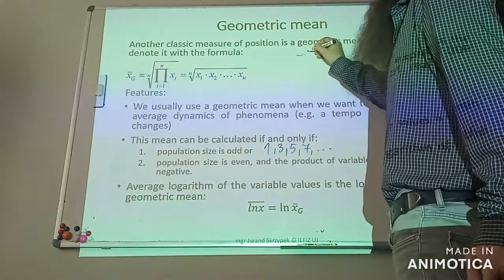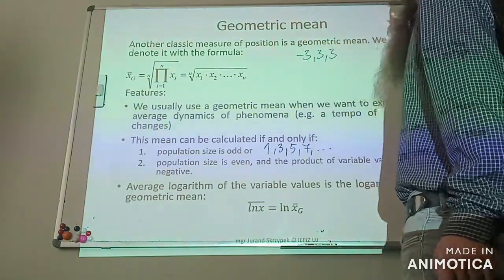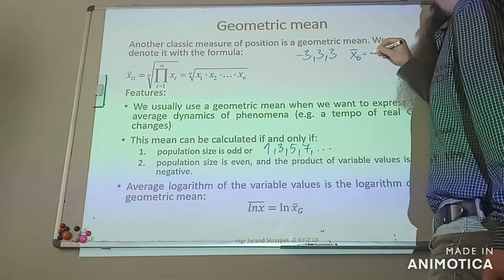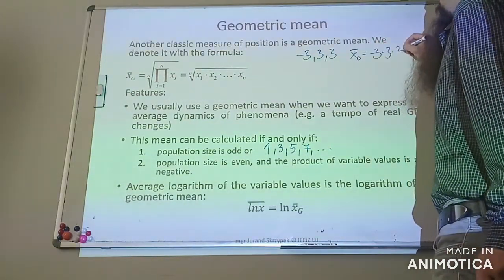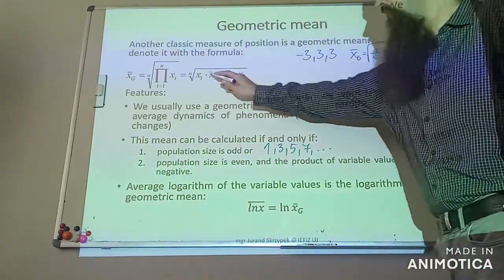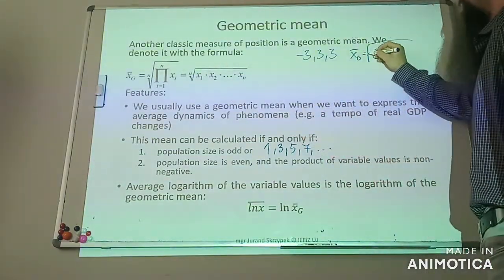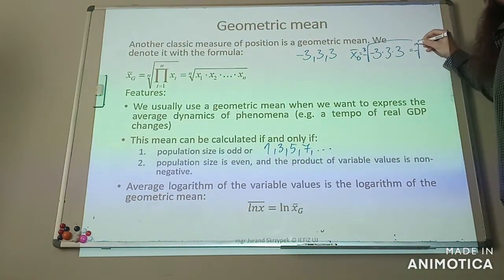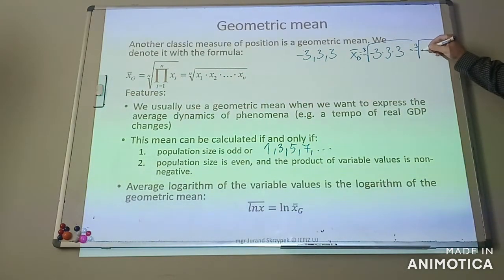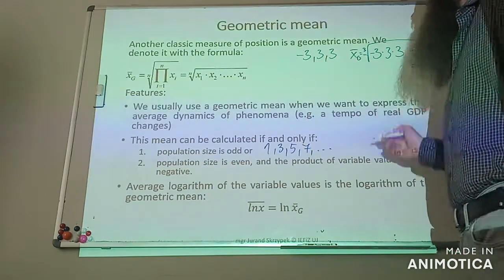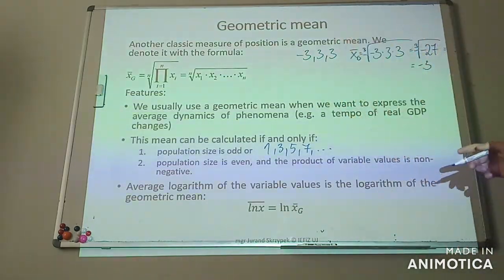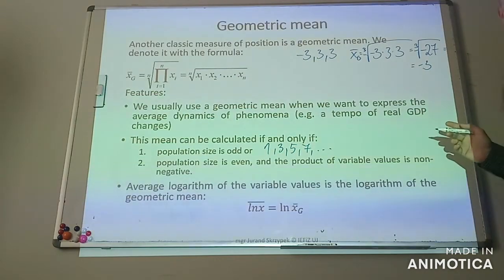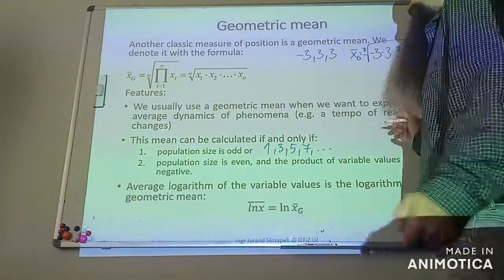For example, -3, 3, and 3. Geometric mean will be the cube root of -3 by 3 by 3. And we have the cube root of -27, which is -3. It's okay. The product is negative, but the population size is odd and everything is okay. Alright.